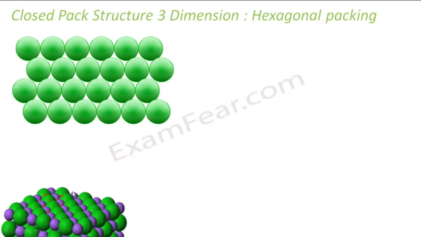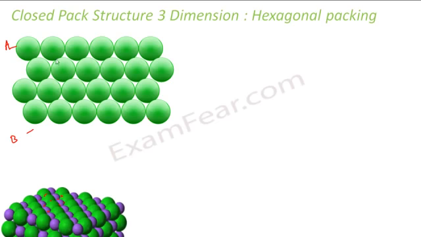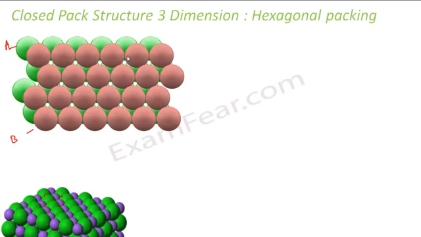Correct? So in this case, the second layer which I am going to put will be over this first layer, in such a way that the spheres of the second layer, the pink one, are placed in the depressions of the first layer, that is the green one. This is my layer A, the first layer, and this is my layer B, the second layer. Correct? So now if you see, there are depressions here. So there only we are putting.